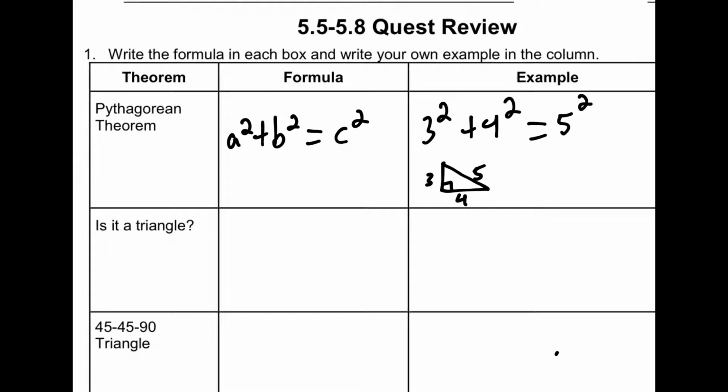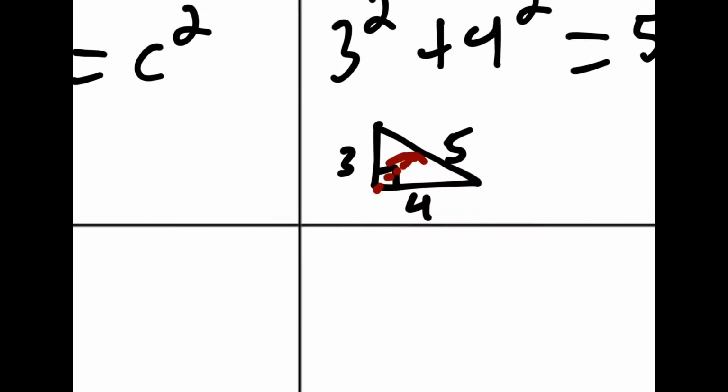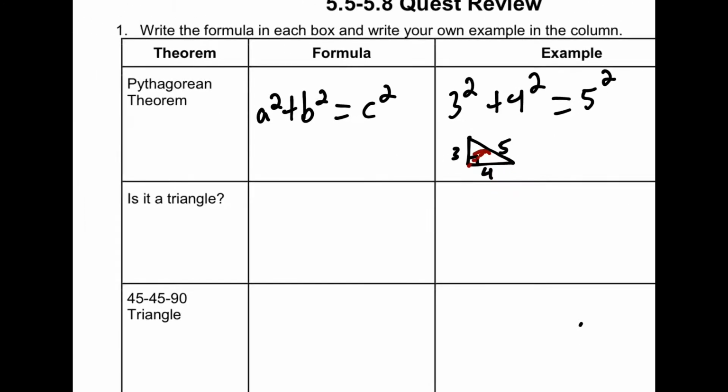For the Pythagorean theorem, the formula is a squared plus b squared is equal to c squared. And c is always the side opposite the right angle, the hypotenuse. So one example is a right triangle that has side lengths 3, 4, and 5. The formula works that if we square these legs and add them together, it'll be equivalent to the hypotenuse squared. So 9 plus 16 equals 25.